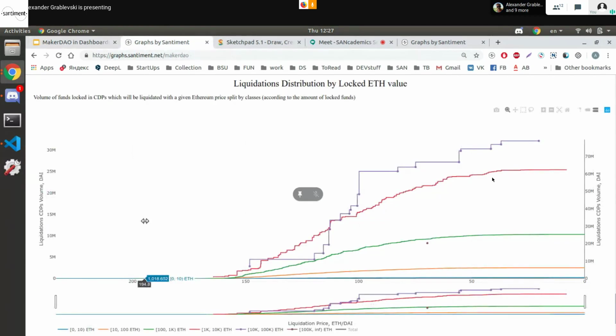Okay, then I don't understand this graph in that case. What I was thinking is that it shows how much will be liquidated if the price drops to a certain level, but this only makes sense if they have issued DAI, and those that have not issued DAI shouldn't be on the graph because nothing will be liquidated.